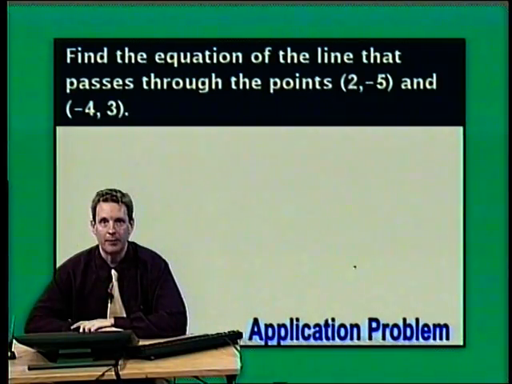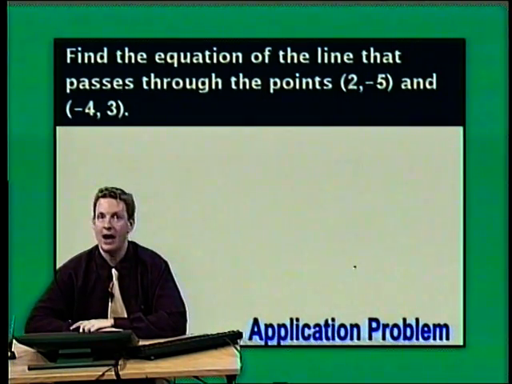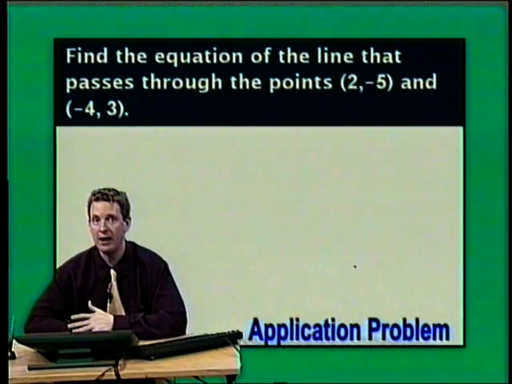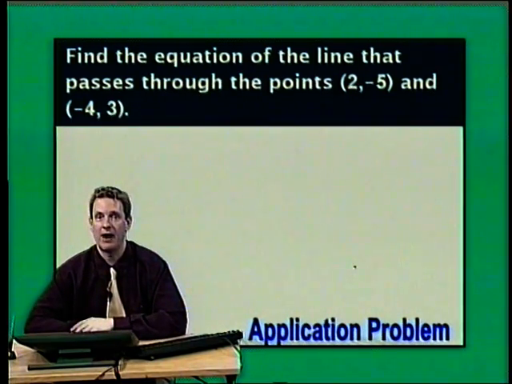Let's look at this problem. Let's find the equation of the line that passes through the points 2, -5 and -4, 3. Now, a couple thoughts are probably going through your head. Hopefully one of the thoughts that's going through your head is, well, I already know 2 ways to find the equation of a line. Why are you going to show me yet another way of finding the equation of a line?